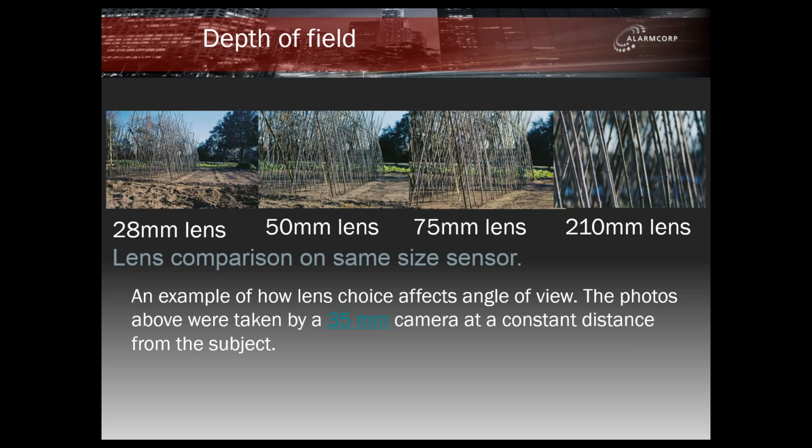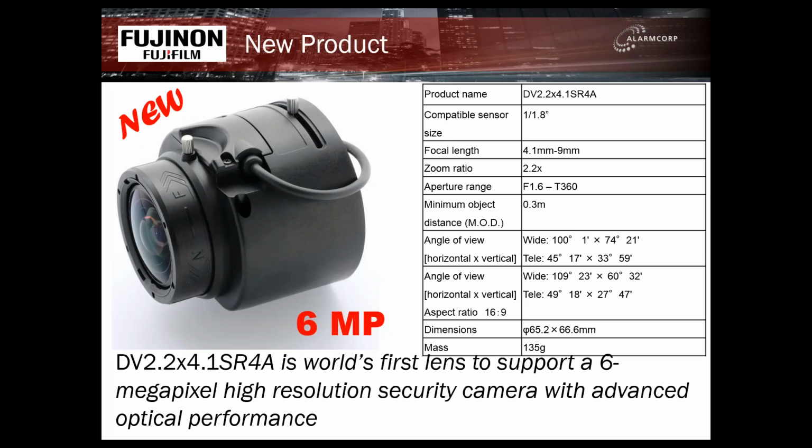My last slide is announcing our new product, which is the world's first lens to support 6 megapixel high resolution for security cameras. As you can see, it is a 1/2 inch varifocal, with 2.2 magnification and 4.1 as its wide angle. So it's a 4.1 to 9 millimeter focal length varifocal lens.